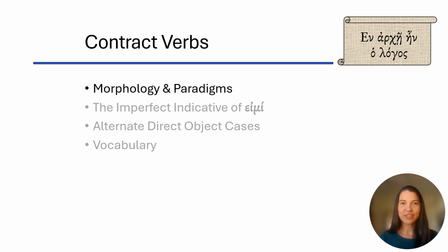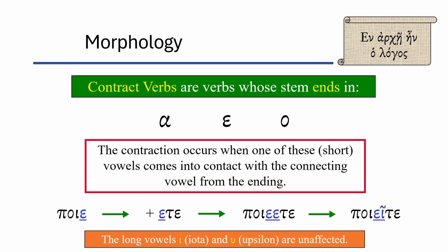So starting with morphology. Contract verbs are verbs whose stem ends in a short vowel, alpha, epsilon, or omicron. The contraction occurs when one of these short vowels comes in contact with a connecting vowel from the personal ending. So for the word poieo, you have a short epsilon at the end of the stem. And when it comes in contact with the ending ete, the two epsilons come together and create an epsilon iota.